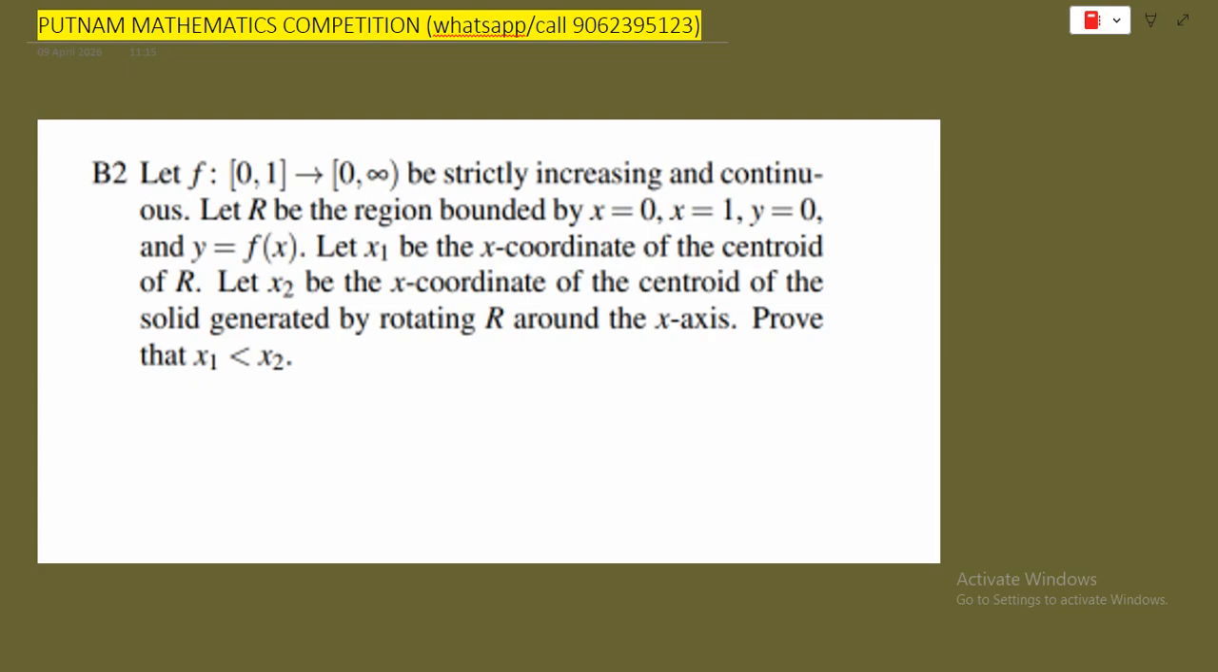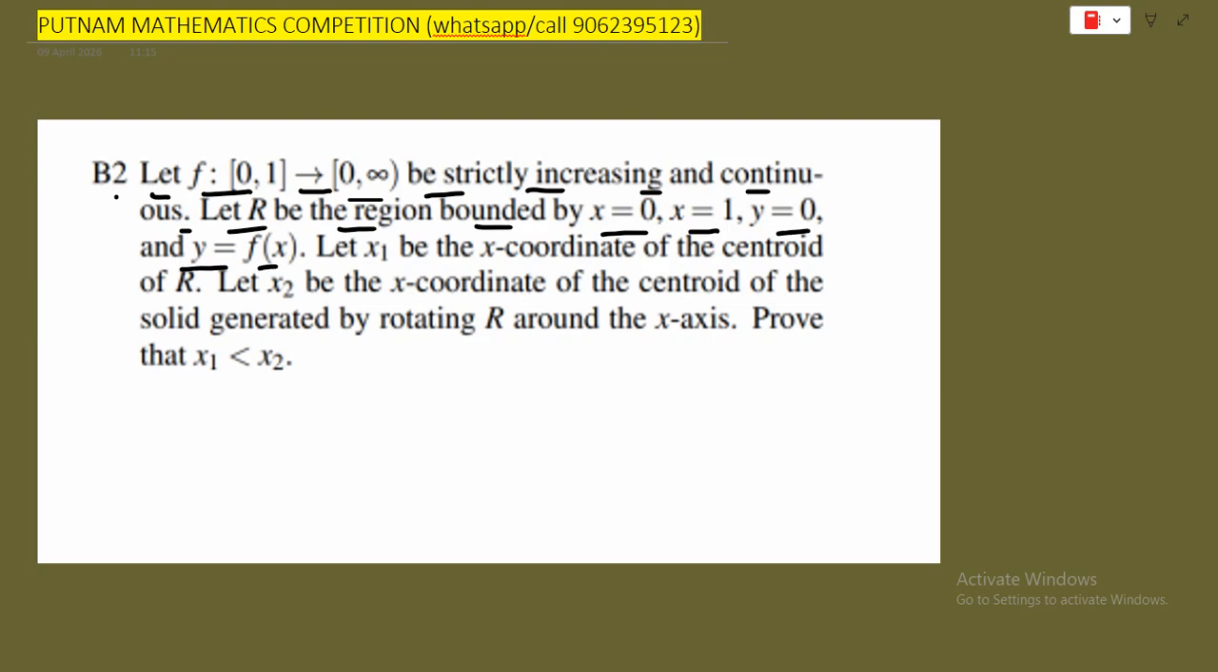So today we are going to solve a very classic question from the Putnam mathematics competition. So let's come to the question first. The question says, let f be a mapping from the closed interval [0, 1] to the non-negative reals [0, infinity), strictly increasing and continuous, and let R be the region bounded by x = 0, x = 1, y = 0, and y = f(x).